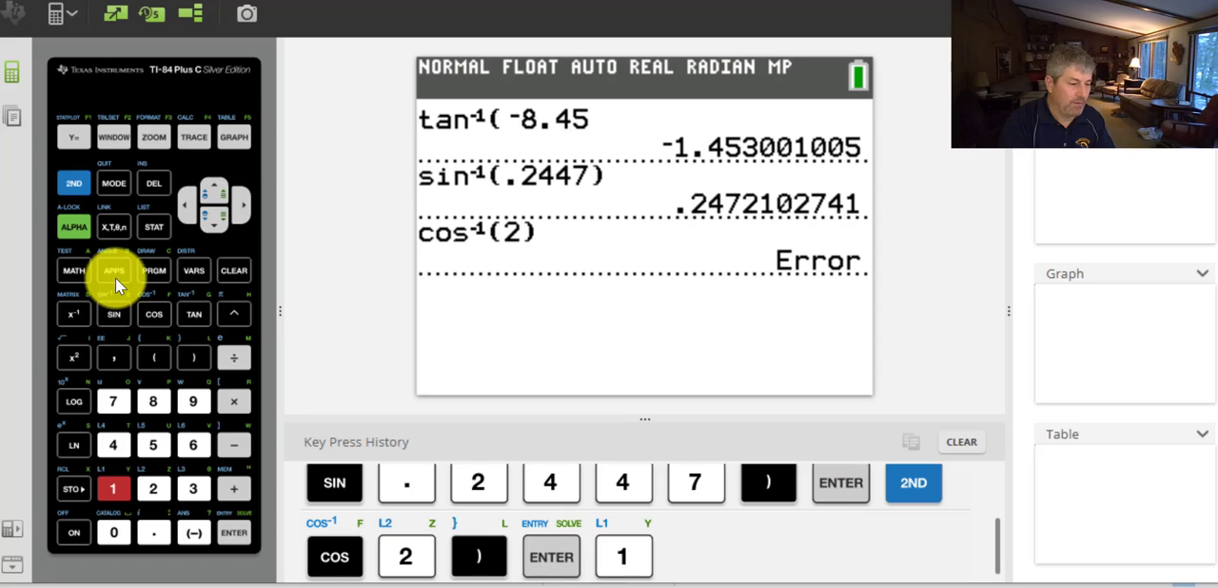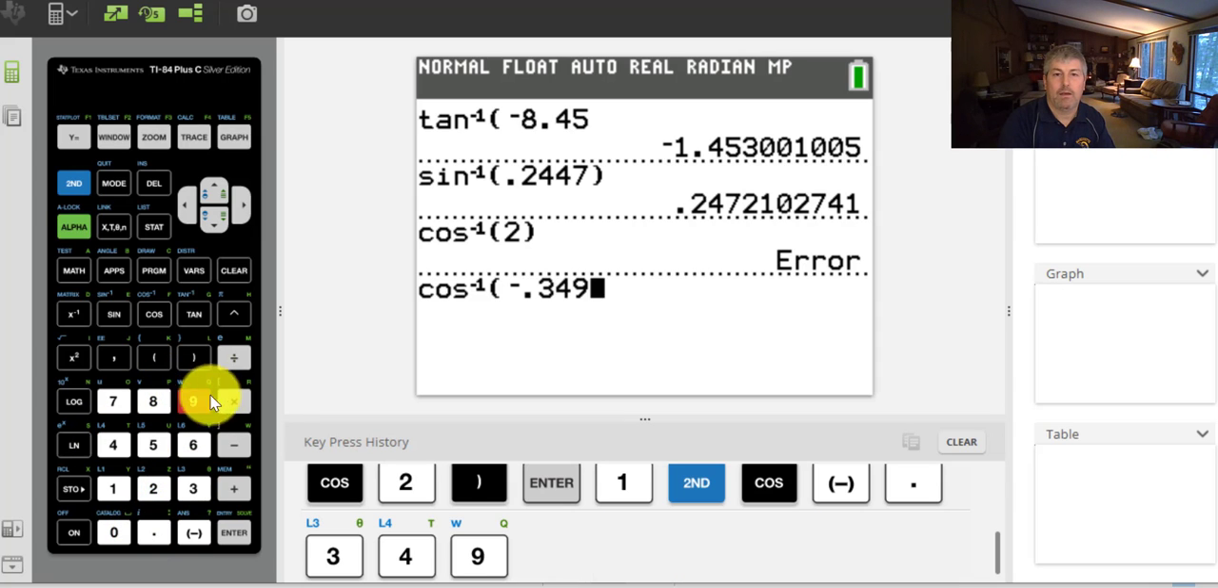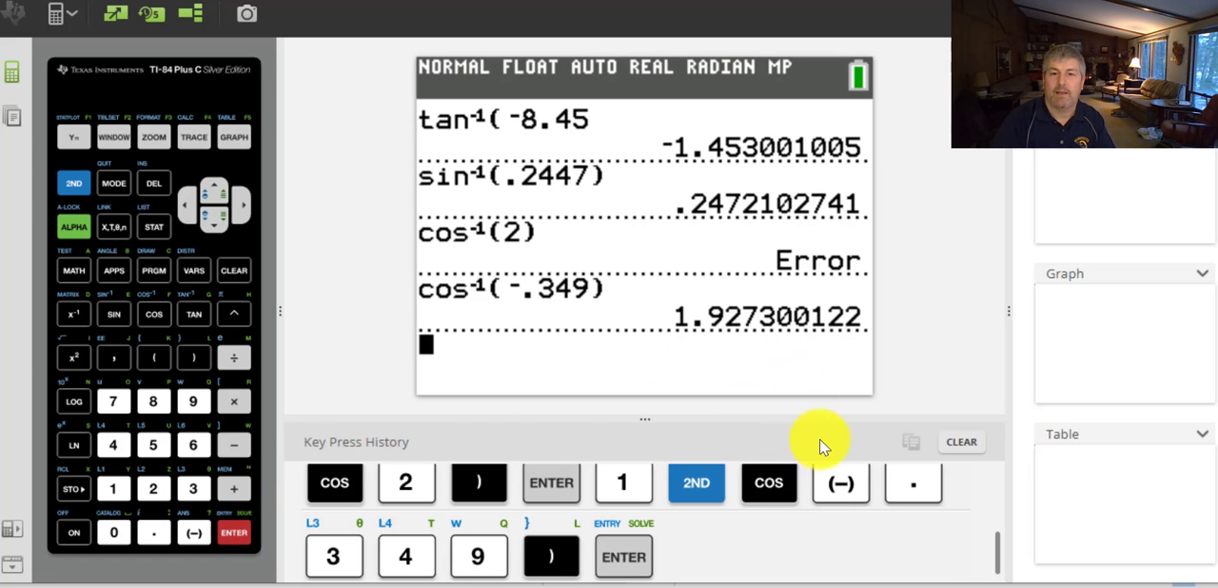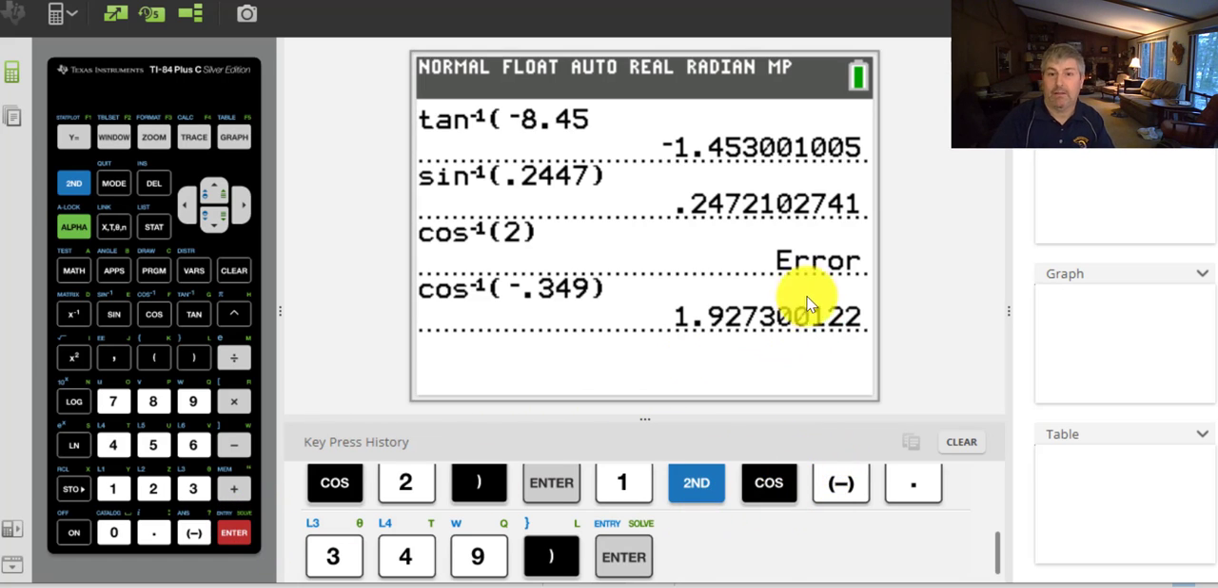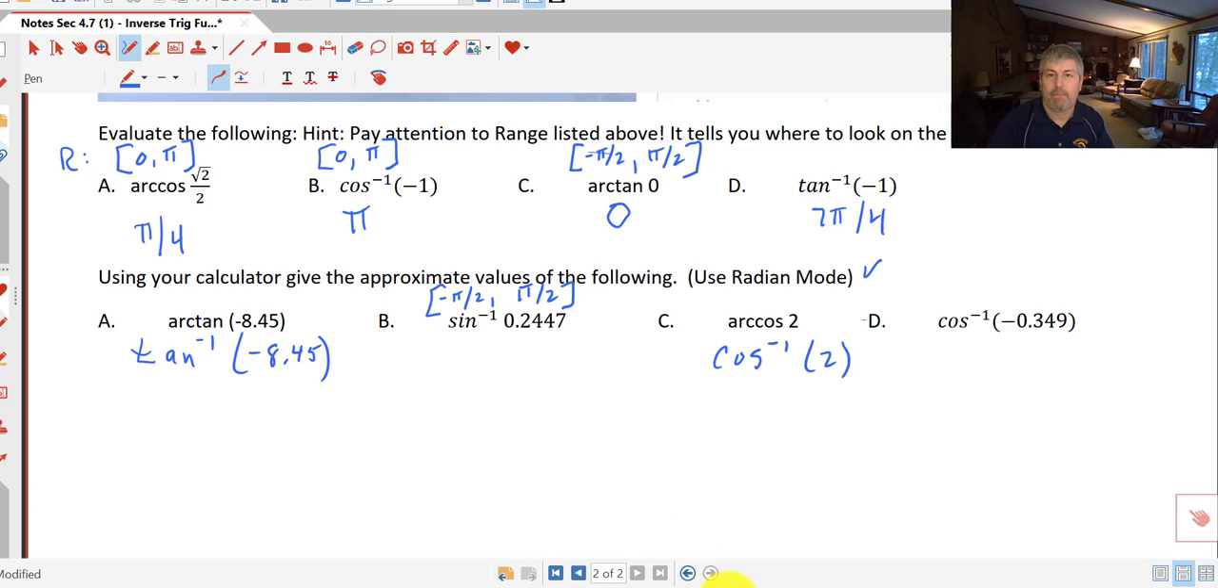And we'll go to our last one, the arccosine of negative 0.349. Now we should get something. Negative 0.349. And we get 1.973 radians for that. So remember, those are all radians. We were in radian mode. There's an introduction to the arcsine, arccosine, and arctangent functions, and you'll get some more practice with this when I see you in class.